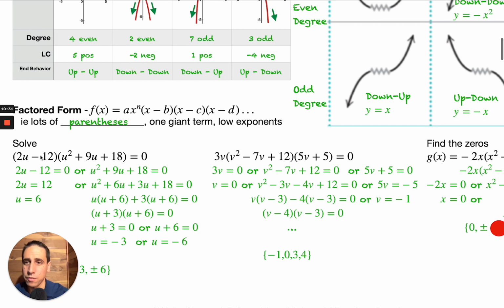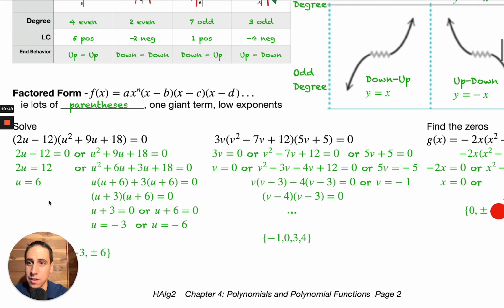So if you wanted to solve something like this, you know that the zero product property says that if there's multiplication here and two things multiplied equal 0, then each of them individually could equal 0. So this becomes 2u minus 12 equals 0. That's from this first part. Or just 2u equals 12, or u equals 6. That's the first solution. And then the second part would be u squared plus 9u plus 18 equals 0.